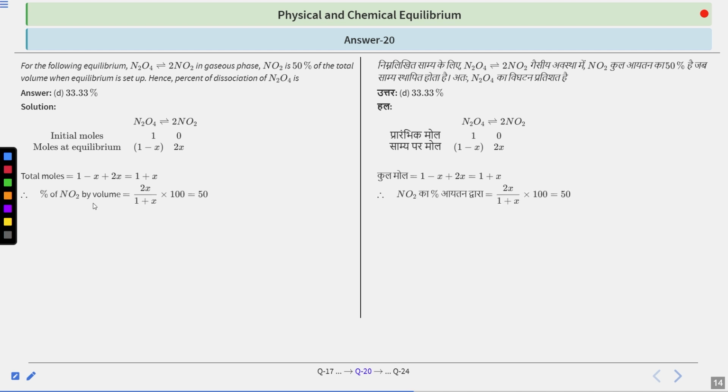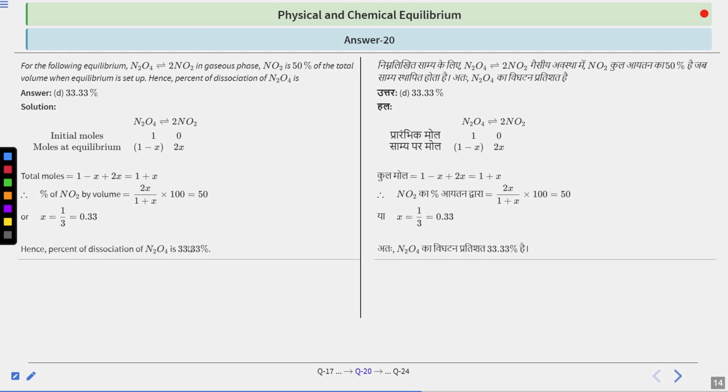Further, it was written the percentage of NO2 by volume. So that will be the volume of NO2, which is 2X, and the total volume will be taken as 1 plus X. So why are we taking moles instead of volume? Because volume is written as V equal to nRT by P. Now R, T and P, all these three are constant. Therefore, they will get cancelled, and we will be left with the number of moles. So this thing is given as 50. If I solve for X, then we get it as 0.33.